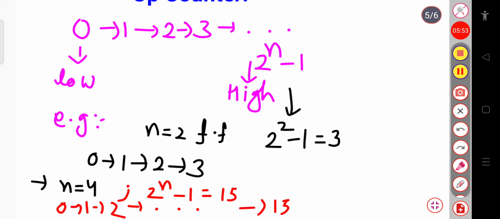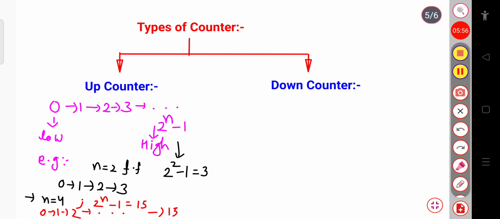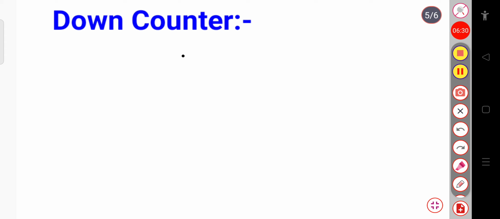So basically this up counter counts the clock pulses in this way: it will start from 0 and end at 2 power n minus 1. So let me write here clearly. In case of up counter, it will start from 0 and go up to 2 power n minus 1. And in case of the down counter, it is just opposite to that of the up counter. Here, this down counter will count from 2 power n minus 1 to 0.